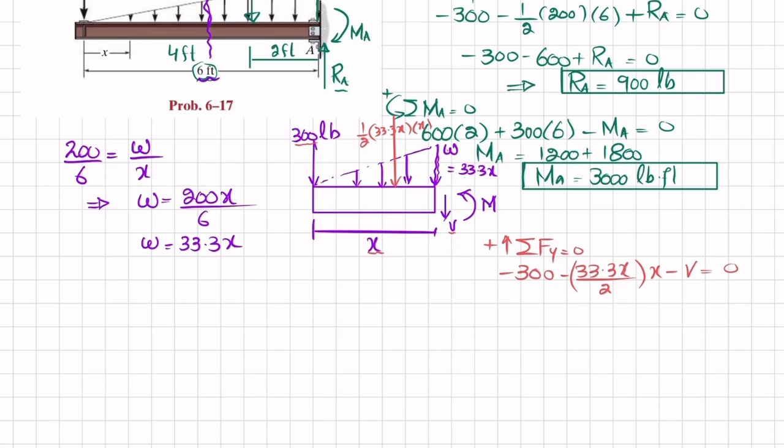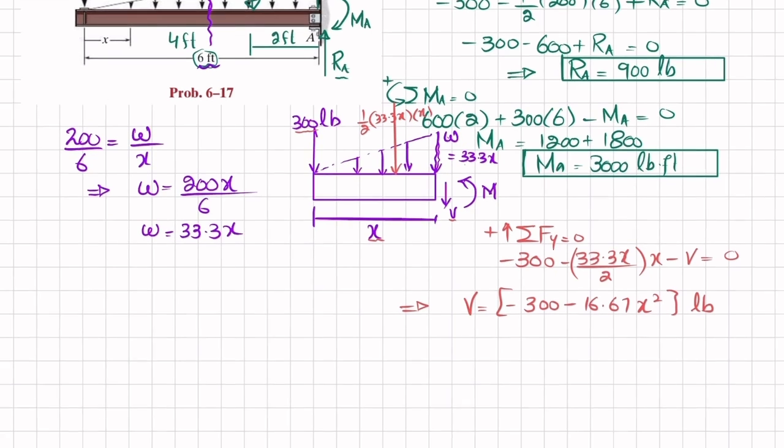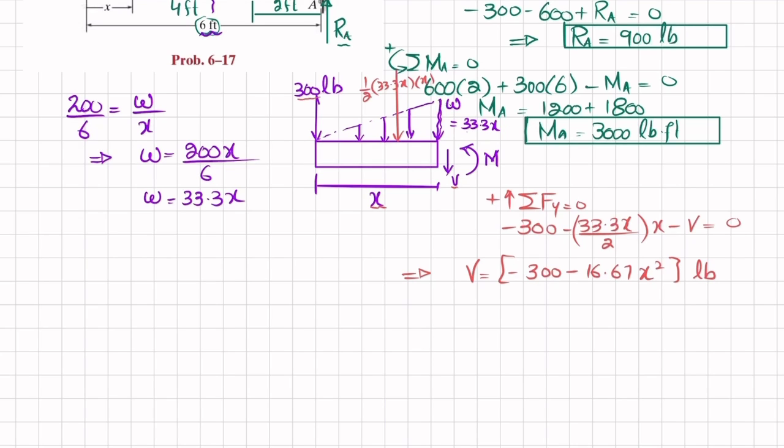So from here you will get this V is equal to minus 300, and this will be equal to minus 16.67x square, and the unit will be in pound, and this is the required shear force equation in terms of x. Now we'll find this M.